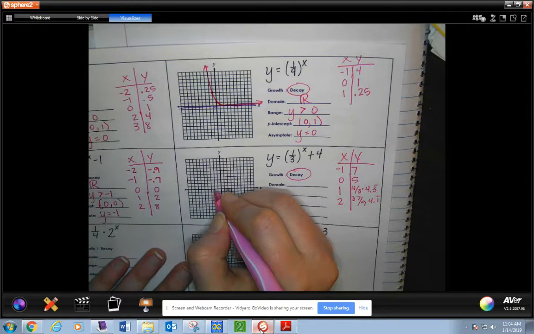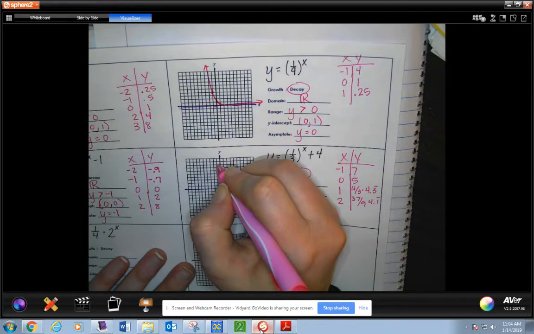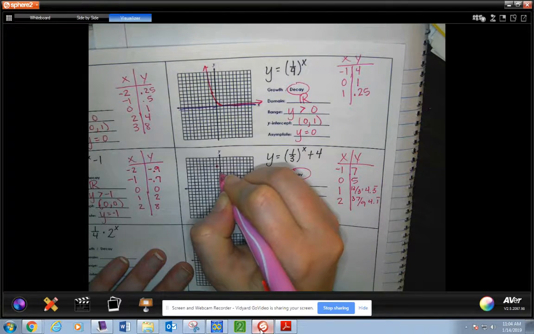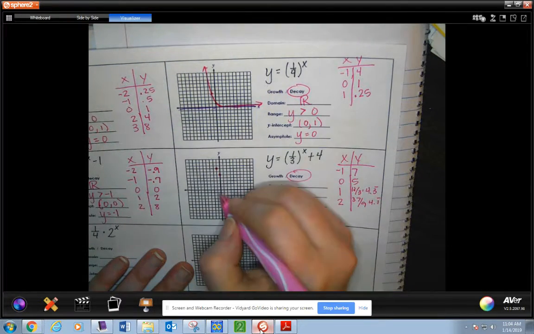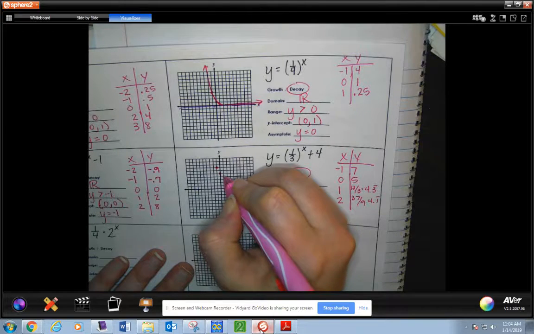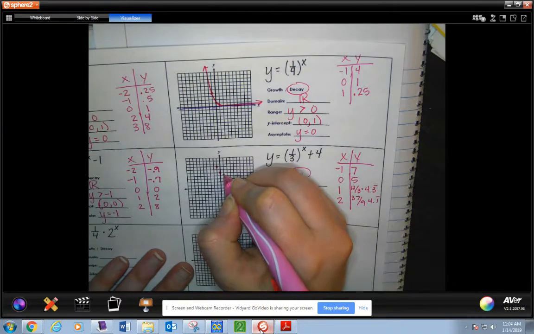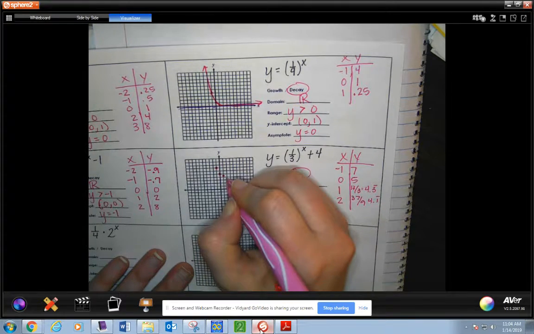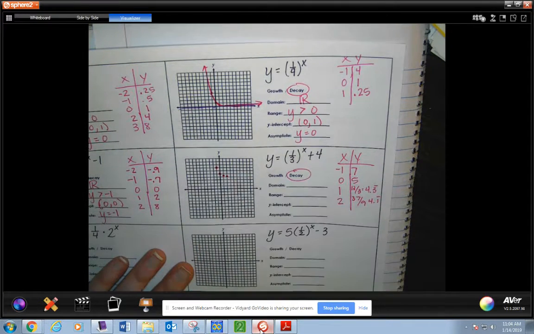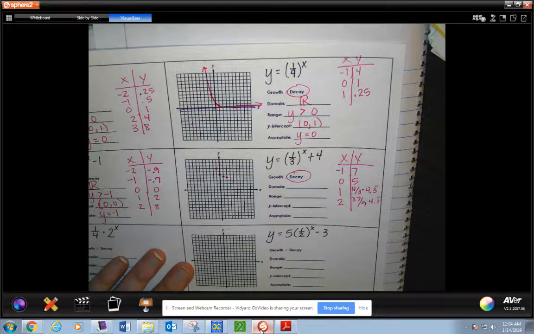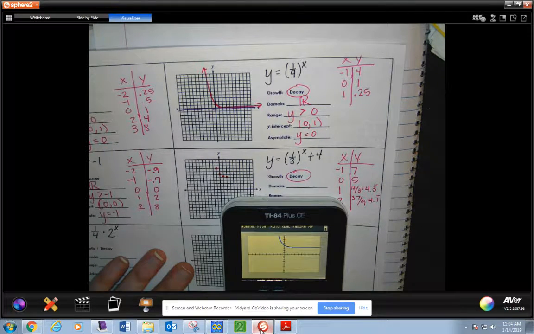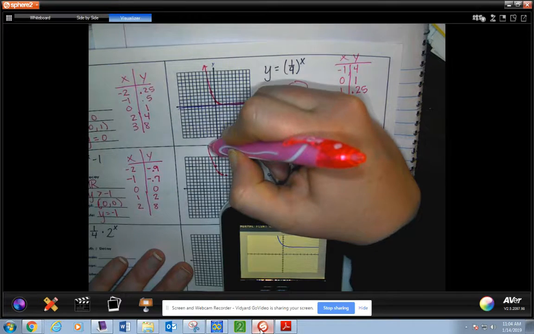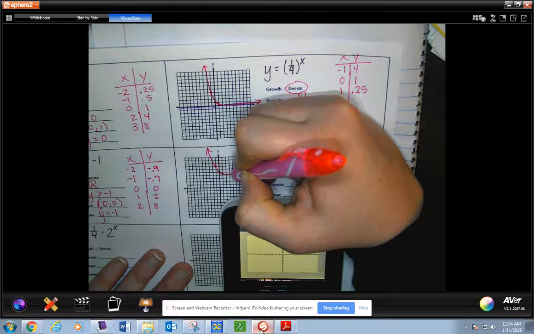I got -1 and 7. I've got 0 and 5. I've got 1 and about 4.3. So that's a little above a quarter of the way. And then I've got 2 and 4.1. So really close to 4. Okay, since I already graphed it and looked at it, I have an idea of what it looks like. I'm going to draw it in to match. So curving and then flattening out right here.